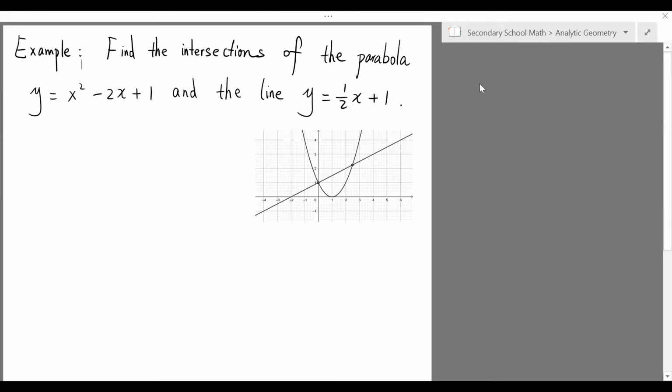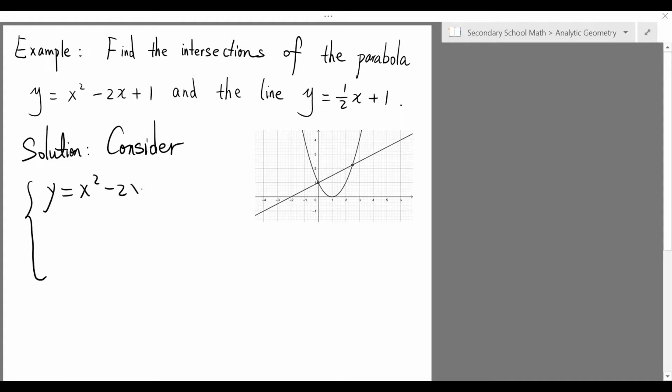In this example here, we will try to figure out the intersection of the parabola given by y equals x squared minus 2x plus 1 and the line y equals 1/2 x plus 1. The configuration of these two curves is given in this figure over here, so we are expecting two intersections. Well, just as we have done in the previous example, we would be considering the system of equations consisting of both of those two equations.